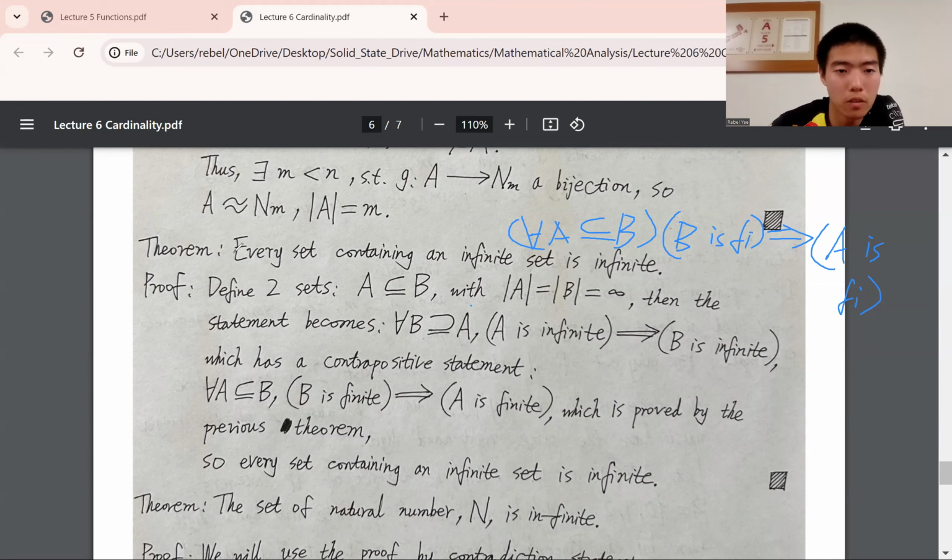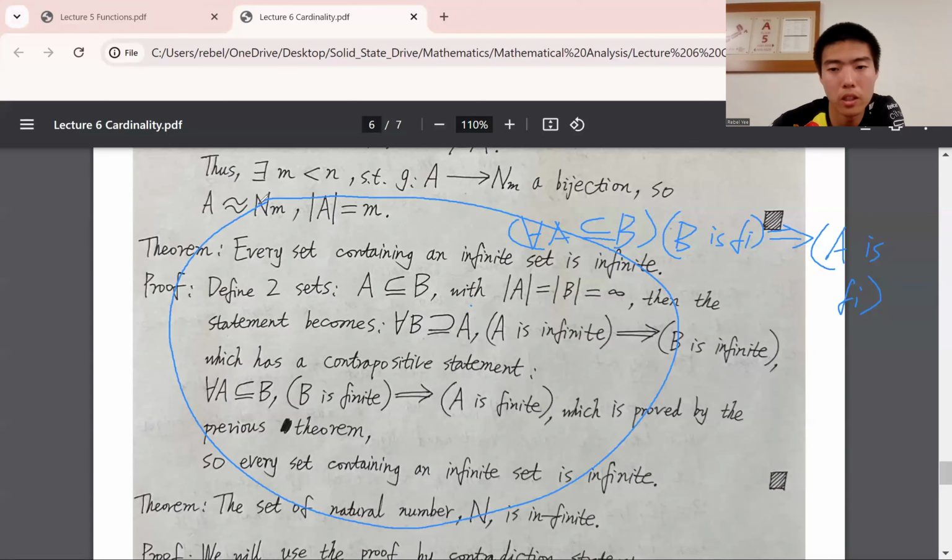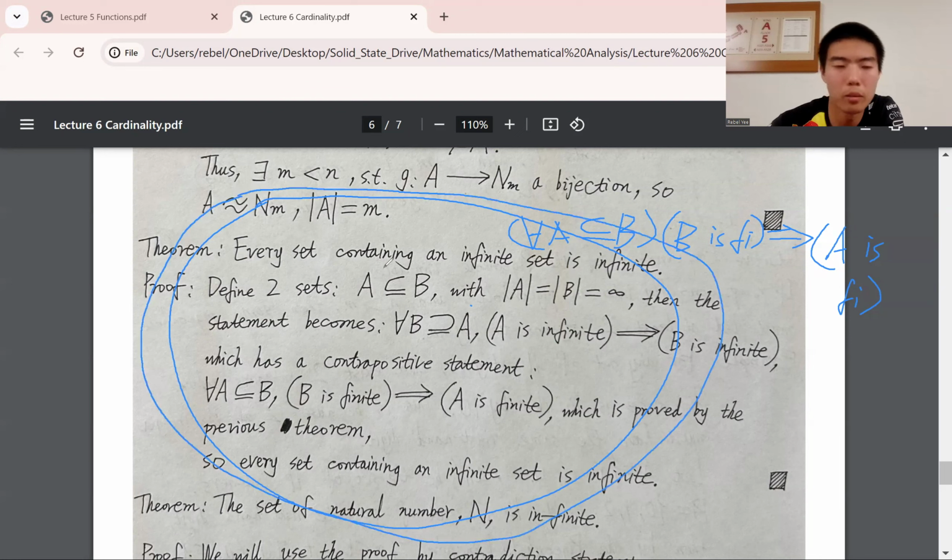And this is very intuitive. For example, this is an infinite set. It's very large. It's infinite. And another set which contains this infinite set is even larger, and it must also be infinite, because intuitively, finite is smaller than infinite.